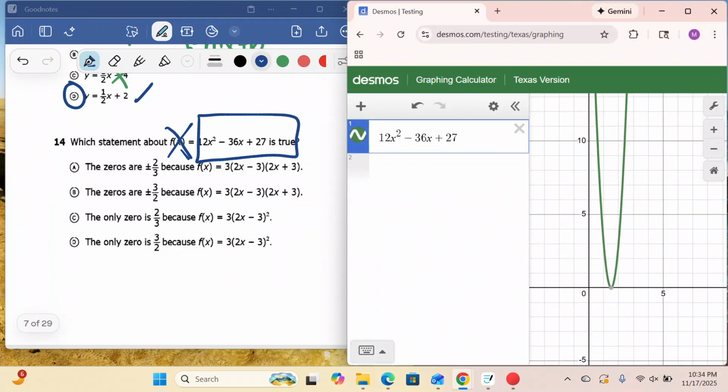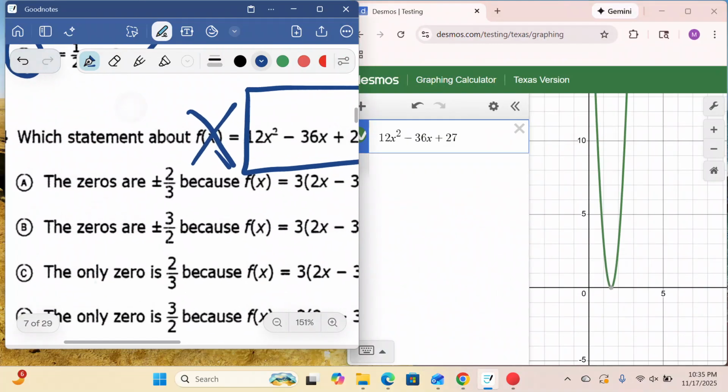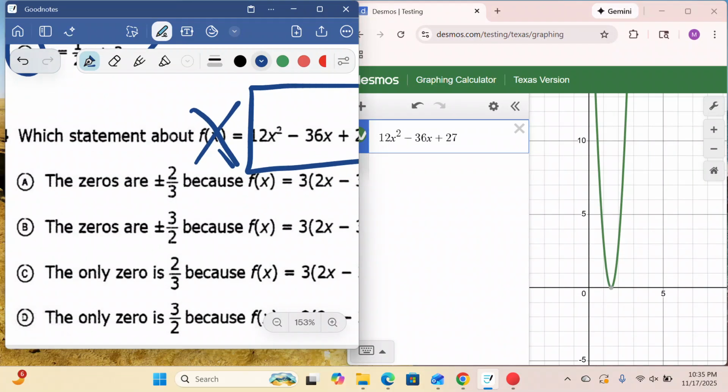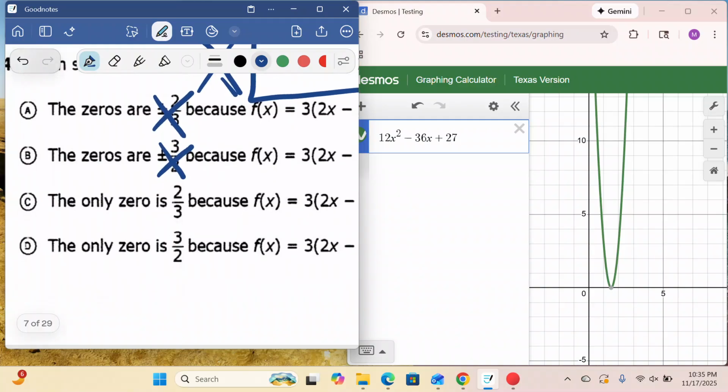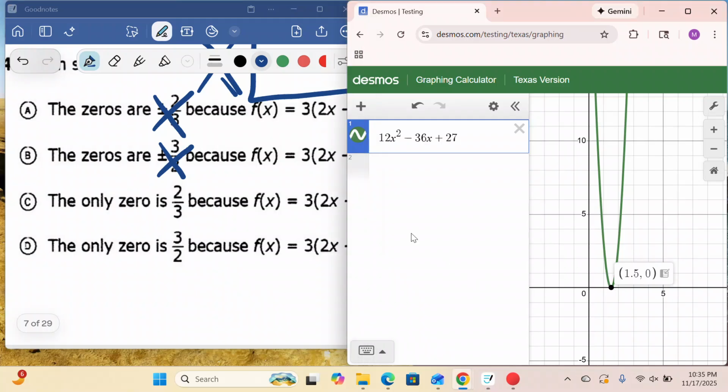So I'm going to go ahead and shrink it. If you look at letter A, the zeros are positive 2/3 and negative 2/3. It only has one 0, so this one is wrong. The zeros are plus and minus 3/2. That is wrong. So the only 0 is 2/3 in one choice and the only 0 is 3/2 in the other. So I'm going to look at my vertex. My vertex right here is 1.5.